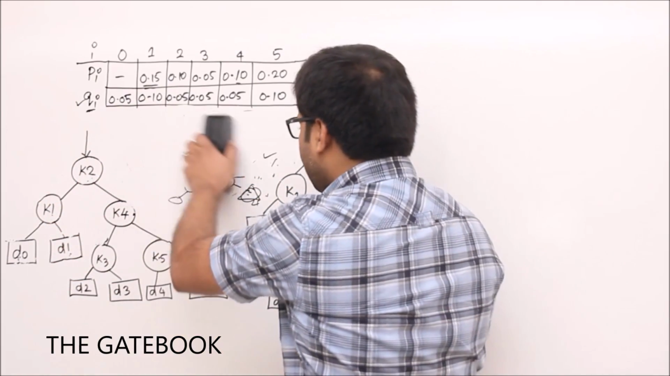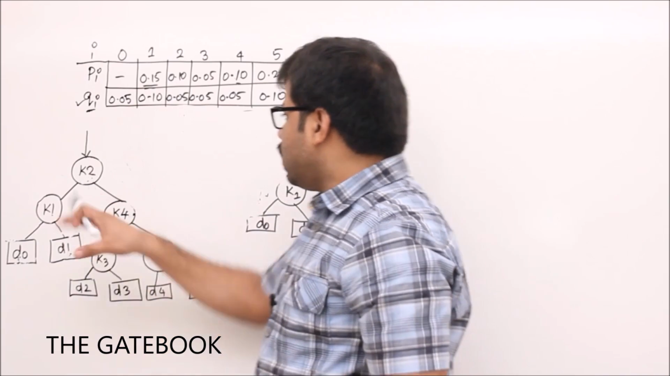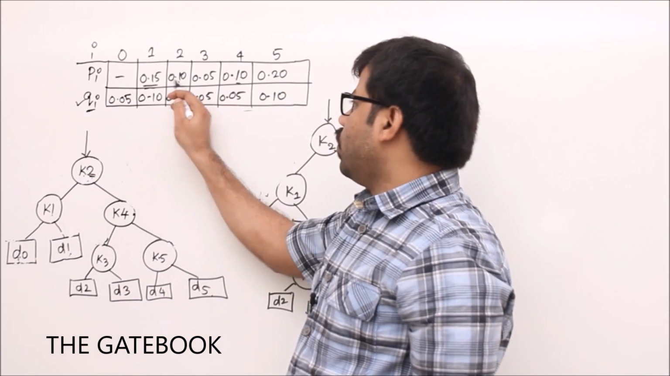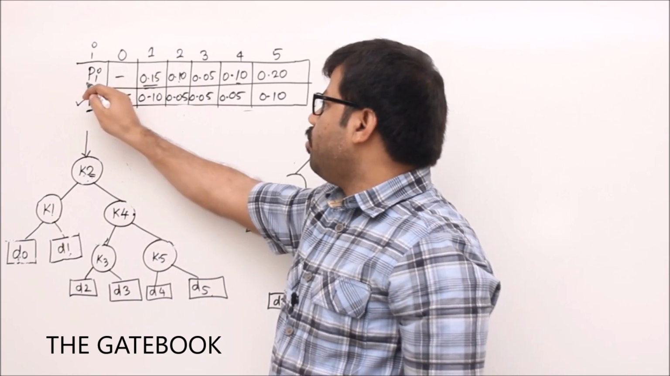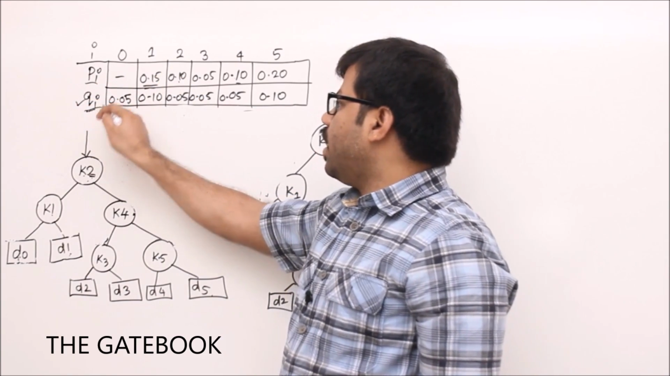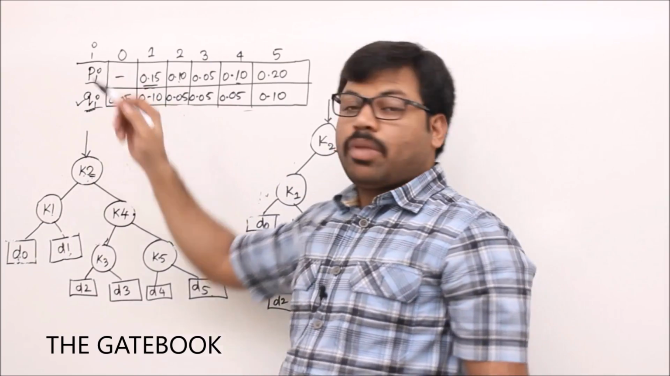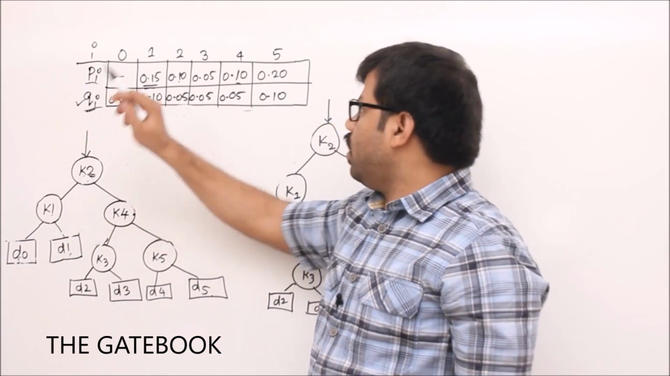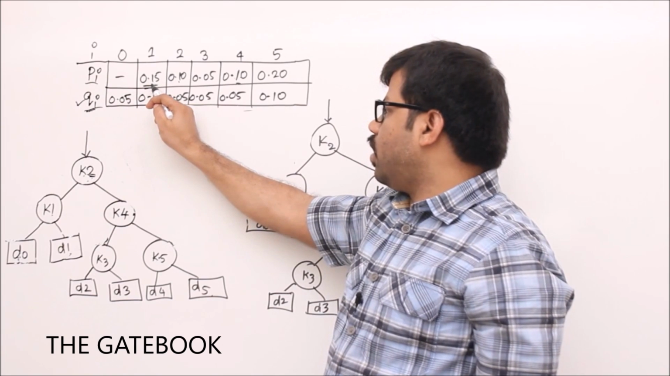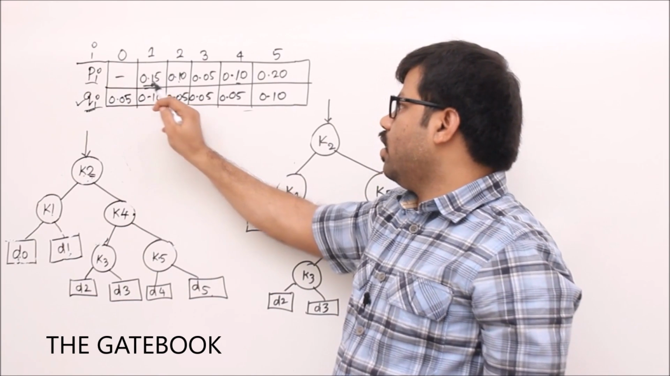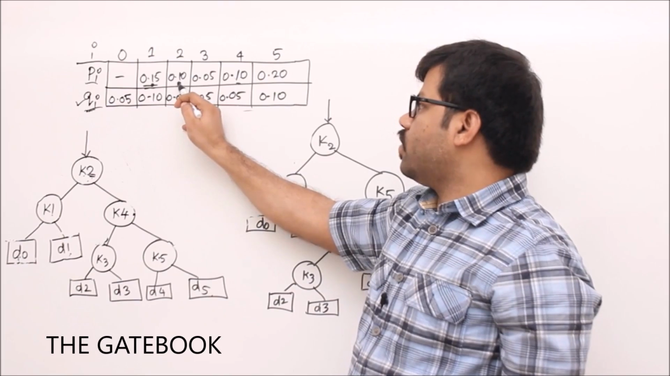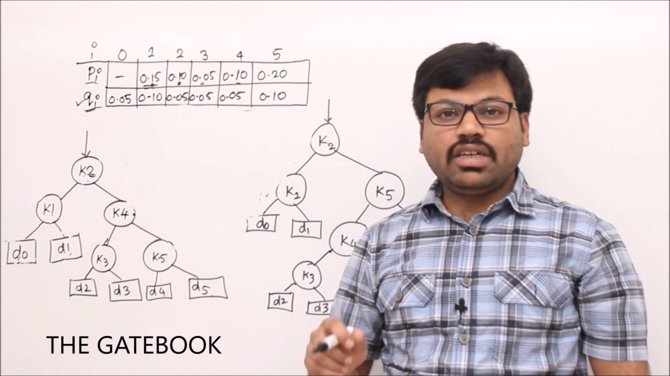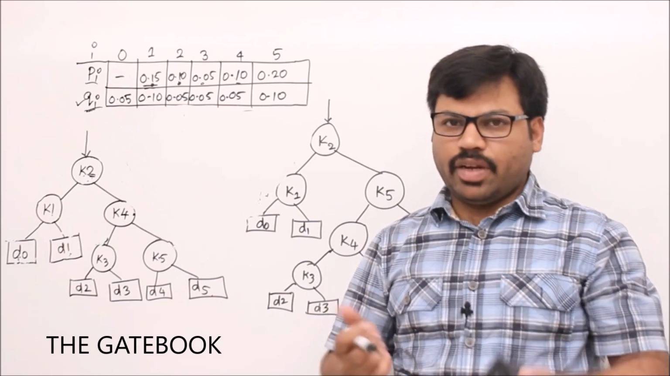If you want to understand that, see this tree. This is a tree where, what is K2? K2 is nothing but this one. The probability of that K2 is, let's say, Pi. Now, let me introduce Pi and Qi. Pi is nothing but the probability of searching key i. For example, this is P1, which is nothing but the probability of searching K1. This is the probability or frequency of searching K2, and so on. Now, what is Qi? Probability of searching a key which is not available.